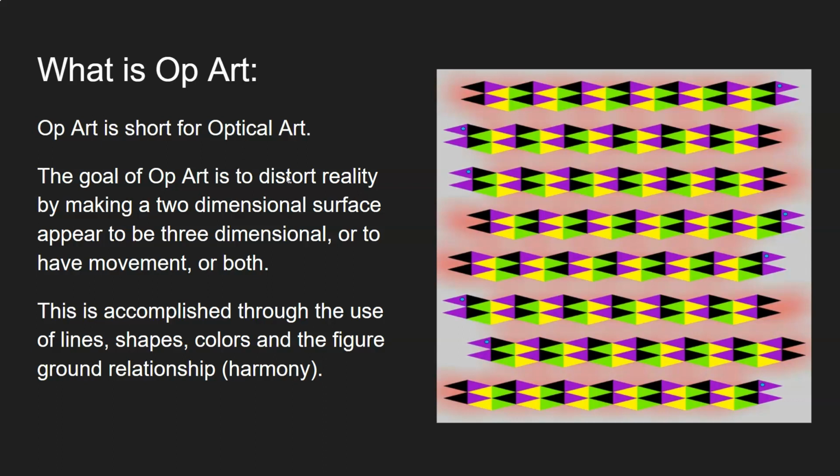So op art is short for optical art. And what it does, it distorts reality by making a 2D surface appear to be either three-dimensional or to move or to do both. And that's accomplished through the use of lines, shapes, colors, figure-ground relationship, which is harmony, and other things. So kind of look at the snakes on the side and try to focus on their eyes and watch how they kind of slither back and forth. Pretty cool.